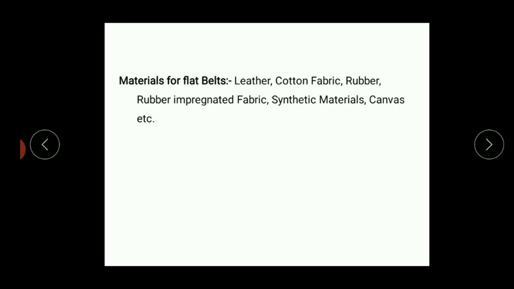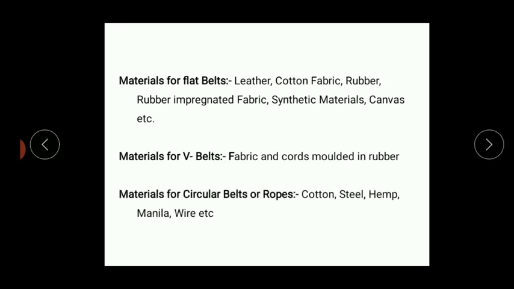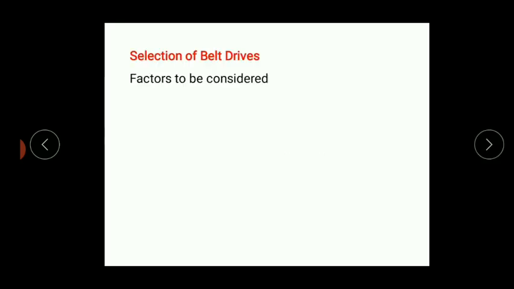Materials for the flat belt are either leather, cotton fabric, rubber, or synthetic materials, canvas, etc. Mostly rubber is used in almost all flat belts as well as V belts to increase the coefficient of friction. Similarly, for the V belt, fabrics and cords molded in rubber can be used. Materials for the circular belt or rope are cotton, steel, hemp, manila, wire, and similarly a few cotton ropes impregnated with rubber can also be used in the case of rope drives.